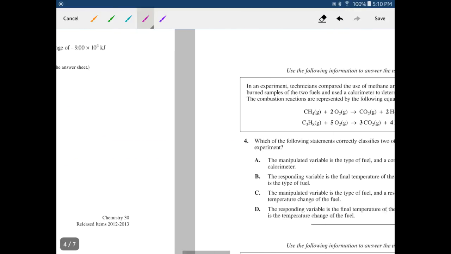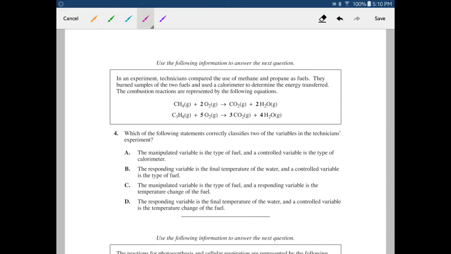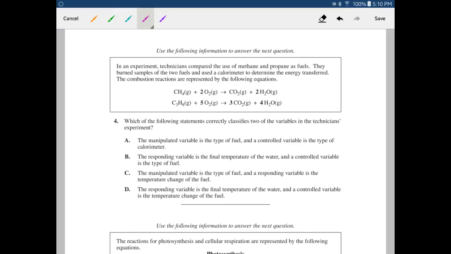Okay, let's go to the next few here. So this says, in an experiment, technicians compared the use of methane and propane as fuels. They burned samples of the 2 fuels and used a calorimeter to determine the energy transferred. The combustion reactions are represented by the equations below. Then it says, which of the following statements correctly classifies the 2 variables in the technician's experiment?